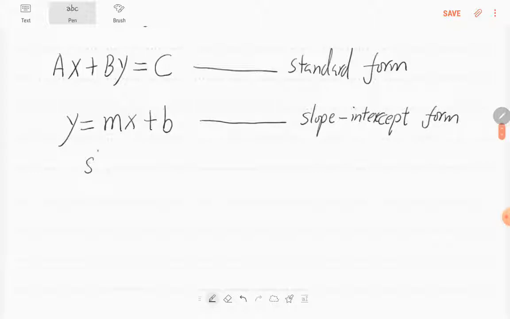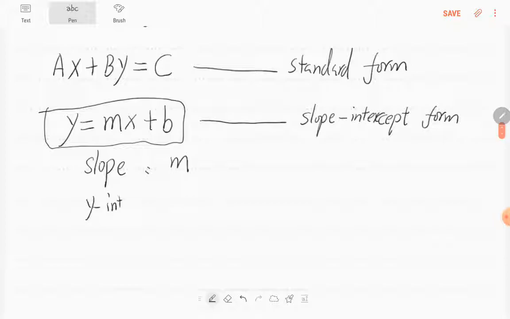If you have this equation, you can get a lot of information directly. The slope is equal to m, which is the coefficient for the x term, and the y-intercept, which means x equals 0, y equals b. So we can get this result directly. 0, b would be the y-intercept. Right?